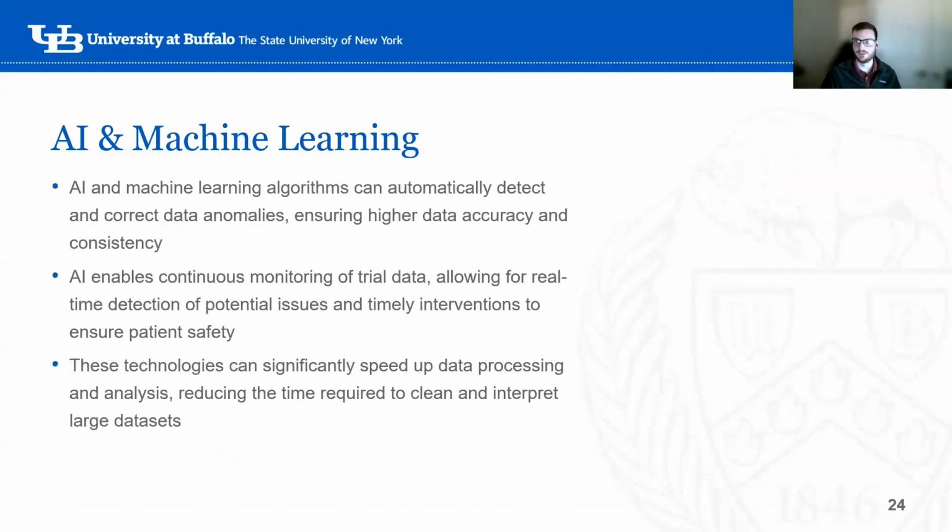And then the last one here before we jump into the Q&A is AI and machine learning. So these AI and machine learning algorithms can automatically detect and correct data anomalies, ensuring higher data accuracy and consistency. AI enables continuous monitoring of trial data, allowing for real-time detection of potential issues and timely interventions to ensure patient safety. And these technologies can significantly speed up data processing and analysis, and reduce the time required to clean and interpret large data sets.